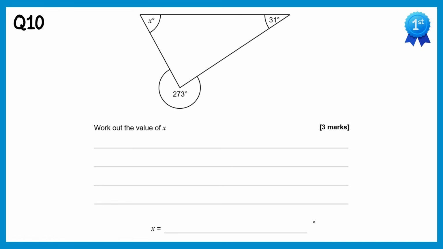For this question, we're looking to find a missing angle. The first thing to spot is this angle here. We'll go with that 273 to make angles around a point. And you know that angles around a point must make 360 degrees. So we can find this red angle that I've marked by doing 360 take away 273, which gives you 87. So this angle here is 87 degrees.